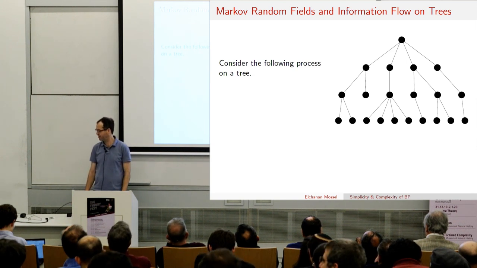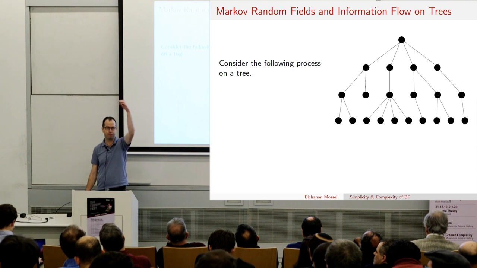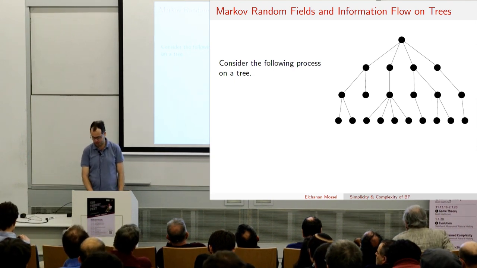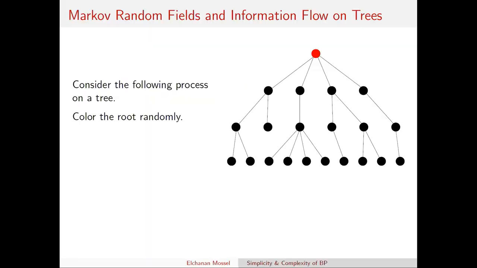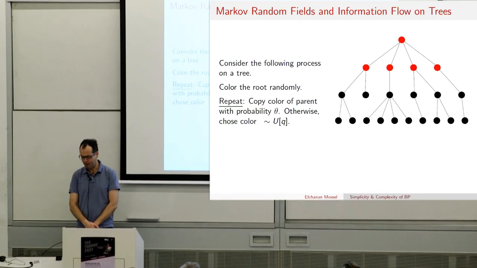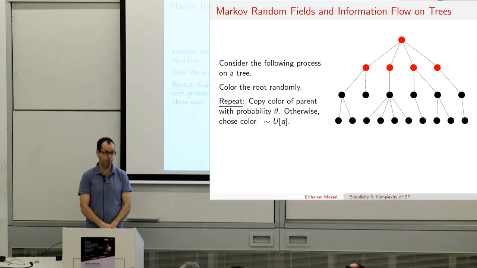So you are given a tree, in this case, this tree. My tree starts from the top and goes to the bottom. And I'm going to generate the coloring of the tree, and the coloring is going to be in the following way. There are going to be Q colors. I'm going to choose the color of the root uniformly at random. And then for each edge between a parent and a child, I'm going to copy the color with probability theta.